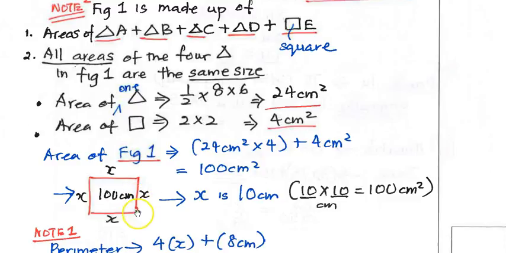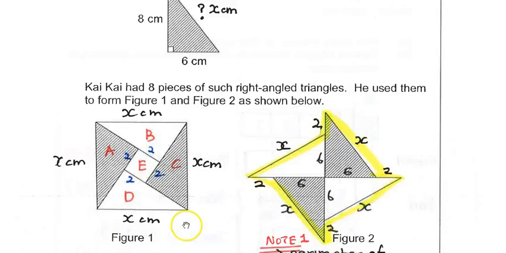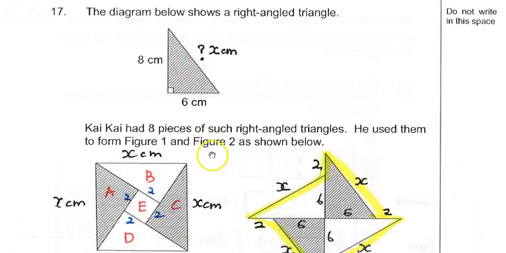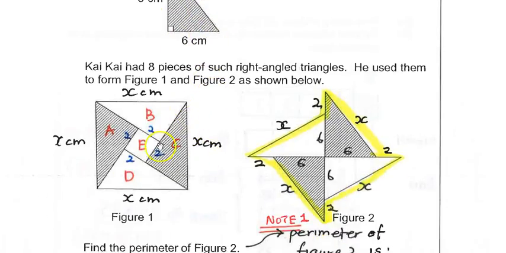Now we found x. And where actually x is? Take a look. X is here. This is the long part. The hypotenuse, the long part between 6 and 8. Can you see? 8, 6, this is x. X is 10. Now we have here, x is 10.